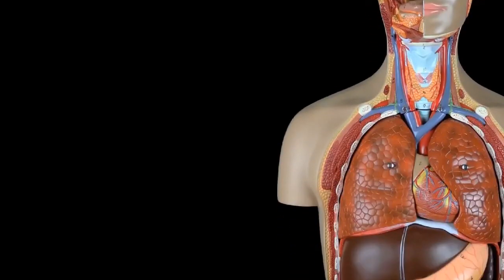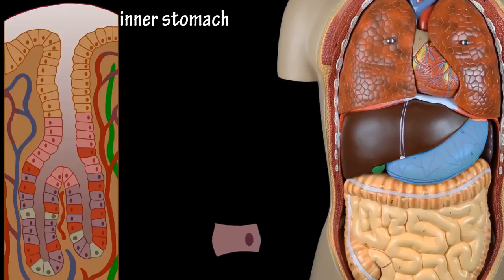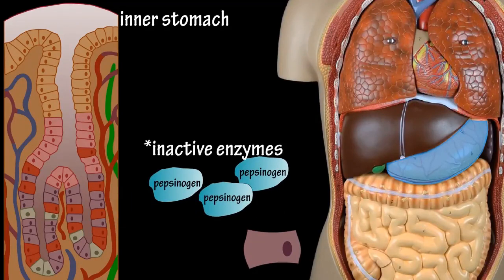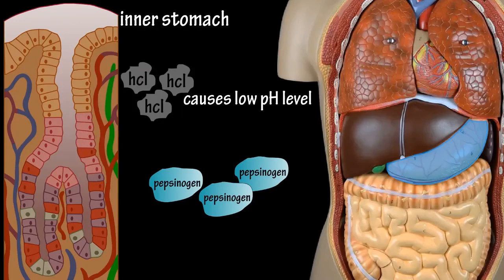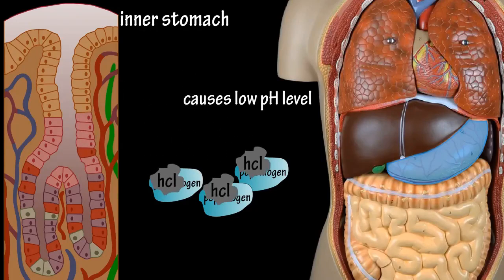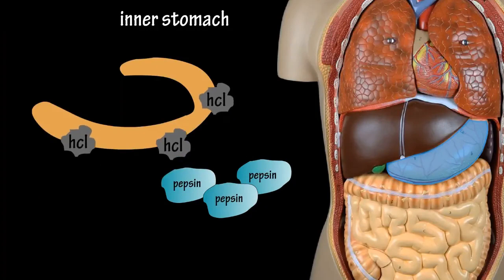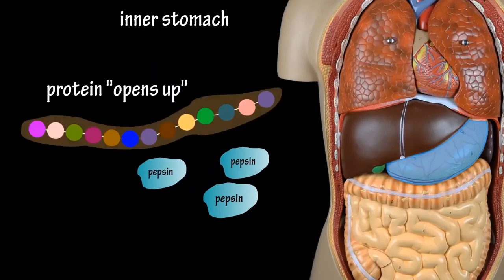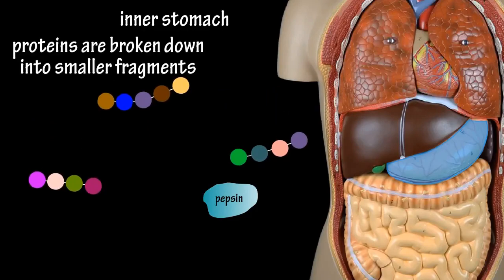Once the protein molecules are swallowed and enter the stomach, chief cells in the stomach release the enzyme pepsinogen. Pepsinogen is an inactive enzyme because if it were active in the cells, it would destroy proteins located inside the cells. Hydrochloric acid released inside the stomach causes a low pH level, and this actually activates pepsinogen to pepsin. It also denatures the proteins, or changes the shapes of proteins, causing them to unfold. Pepsin breaks down the proteins into smaller fragments.